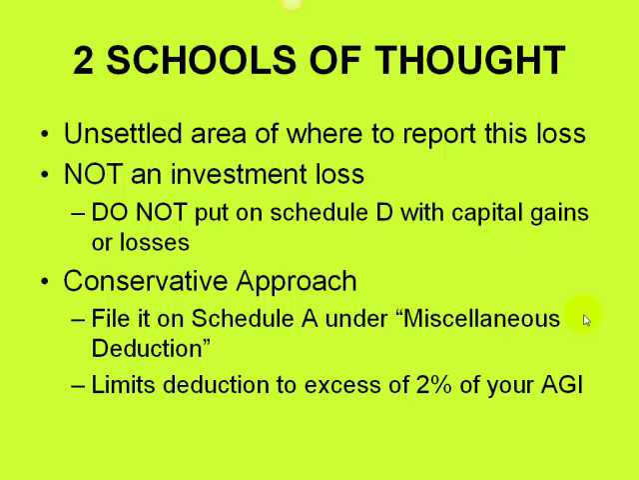So where do you put it? The conservative approach is to file it on a Schedule A under miscellaneous deduction. What happens when you do this is it limits the deduction to an excess of 2% of your AGI.